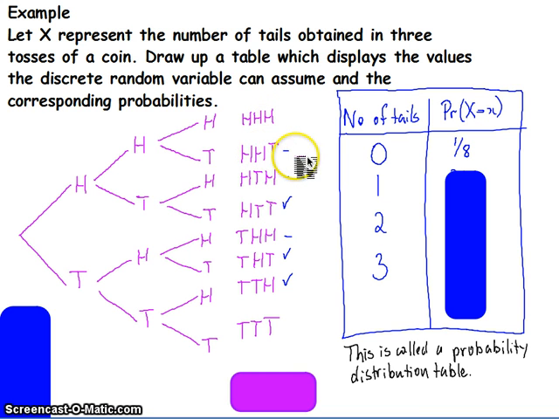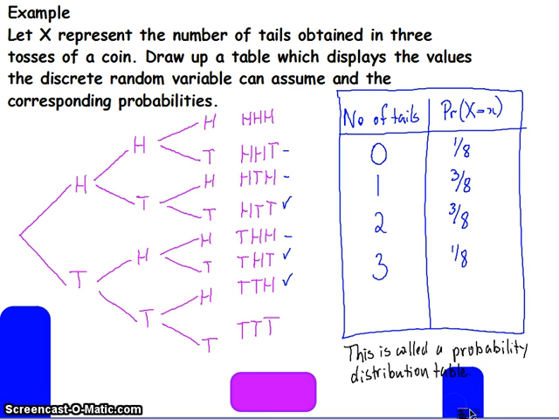1 tail would come from this one and this one. So there are 3 of them, making it 3/8. 2 tails, you can see here, 2 tails there with that tick, 2 tails there, and 2 tails there. So 3/8, and again for 3, just 1/8 there.